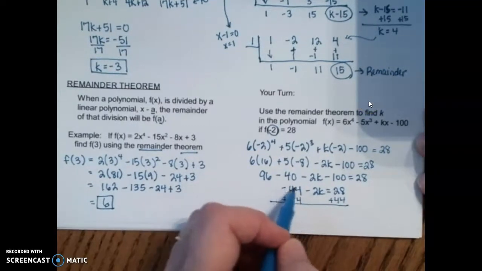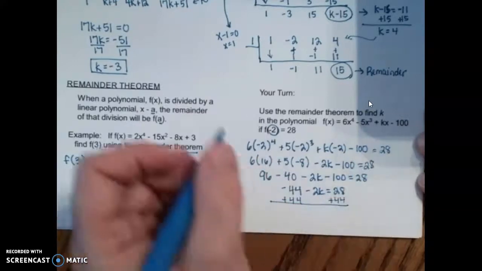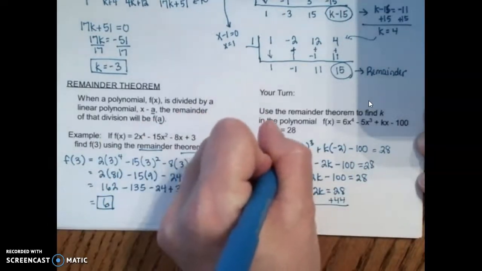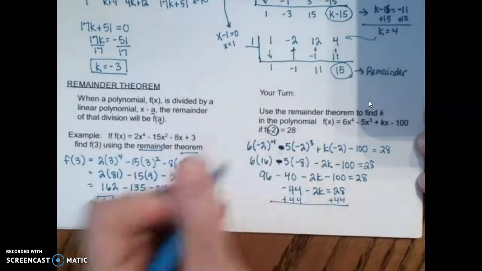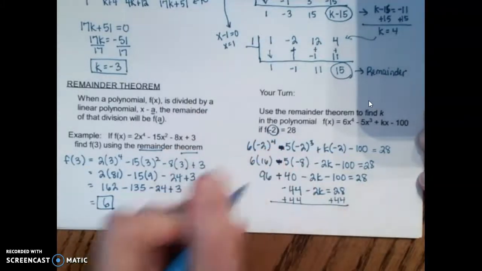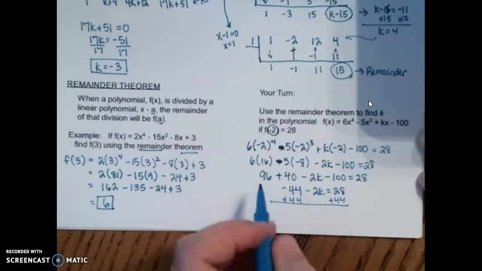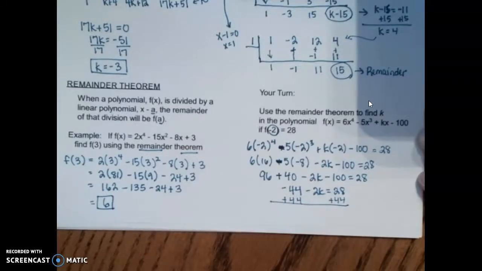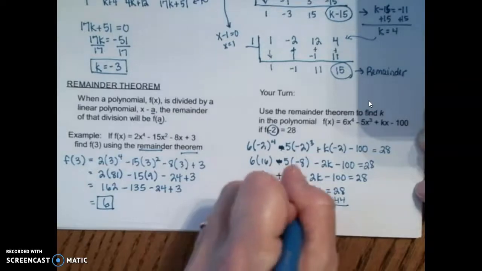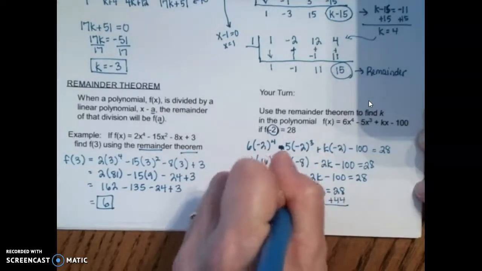Okay, so guys, I just realized I made a mistake here. It's supposed to be minus 5x to the 3rd. So we're going to change this to a minus. Sorry about that. So negative 5 and negative 8 is going to be positive 40 here. So that's going to change things up a little bit. So we're going to have 96 plus 40 minus 100, which is going to give us positive 36 here.